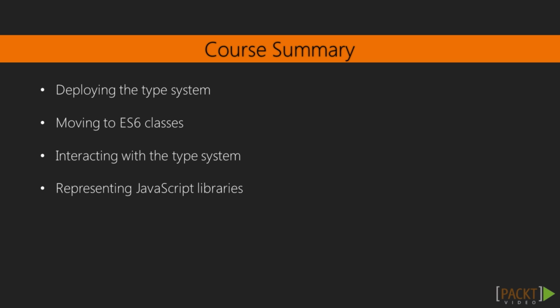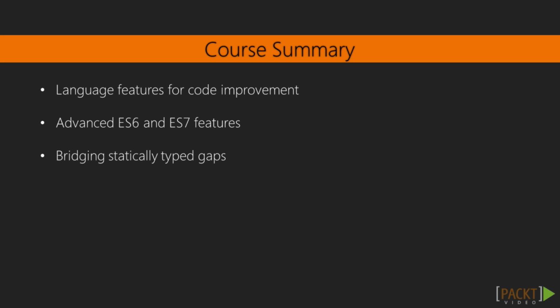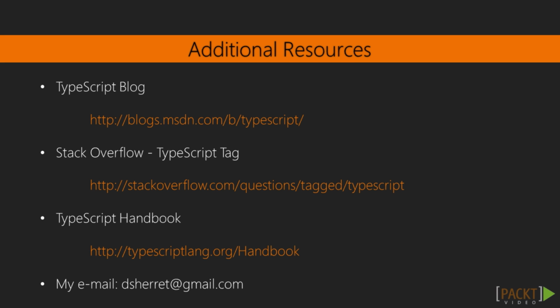In representing JavaScript libraries, we looked at using and working with TypeScript definition files. In language features for code improvement, we looked at some useful language features TypeScript offers that weren't found in other sections. In advanced ES6 and ES7 features, we examined several features coming to JavaScript in the future that are available in TypeScript today. Then finally in this section, we looked at bridging statically typed gaps.